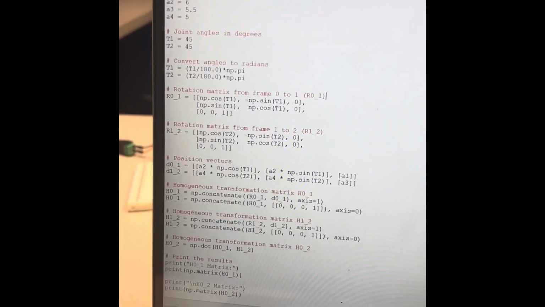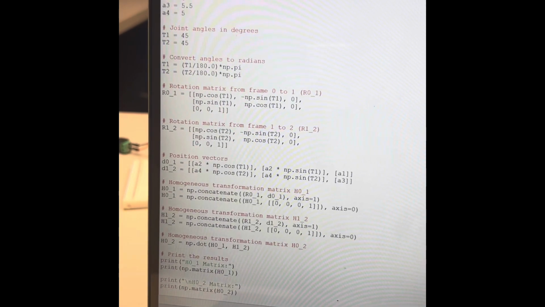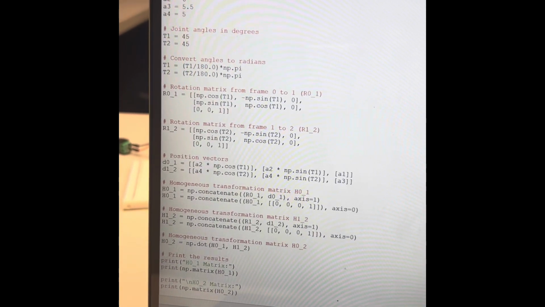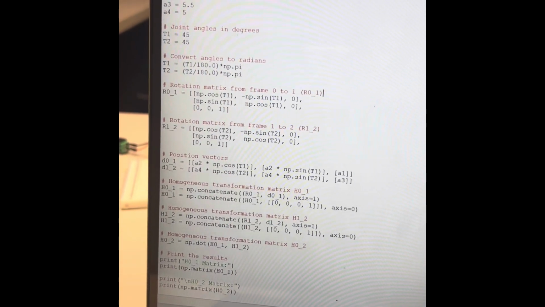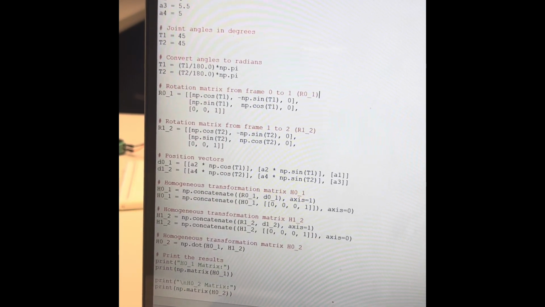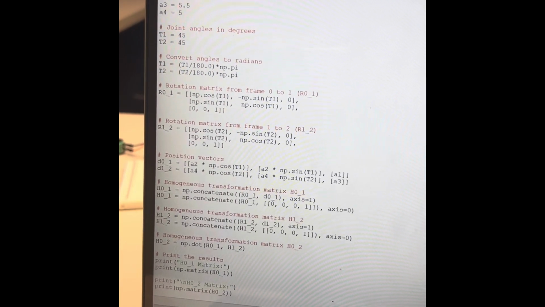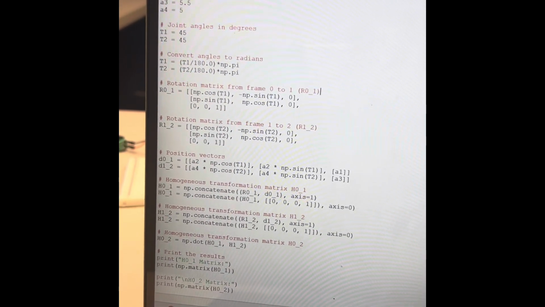4, convert joint angles from degrees to radians. 5, construct the rotation matrix from frame 0 to 1 using T1. 6, rotation matrix from 1 to 2. 7, define the translation vector from frame 0 to 1. 8, define the translation vector from frame 1 to 2.